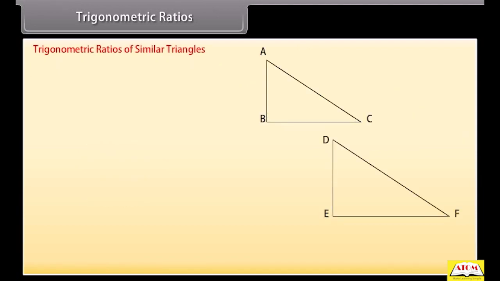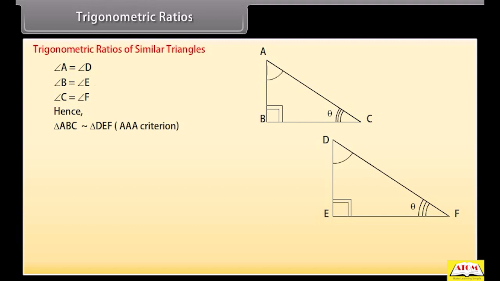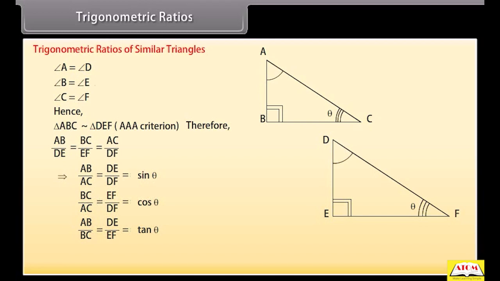Trigonometric ratios of similar triangles. Consider the two triangles, triangle ABC and triangle DEF. Angle A is equal to angle D. Angle B is equal to angle E. Angle C is equal to angle F. Hence, triangle ABC is similar to triangle DEF by AAA criterion of similarity of triangles. Therefore, the corresponding sides of the two triangles are proportional.